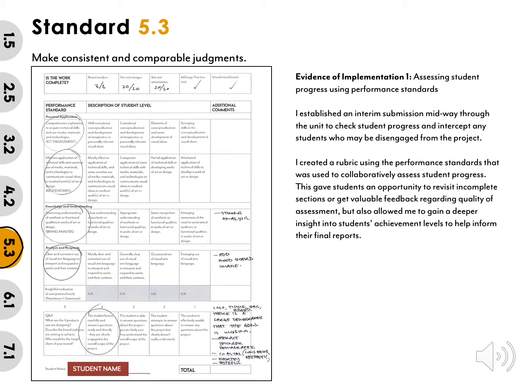Using performance standards in collaboration with students to receive input and negotiate assessment criteria and goals individually. I established an interim submission midway through the unit to check student progress and intercept any students who may be disengaged from the project. I created this rubric using the performance standards that was used to collaboratively assess student progress. The students had an opportunity to revisit incomplete sections or get valuable feedback regarding the quality of assessment, but this also gave me a deeper insight into students' achievement levels to help inform their final reports.